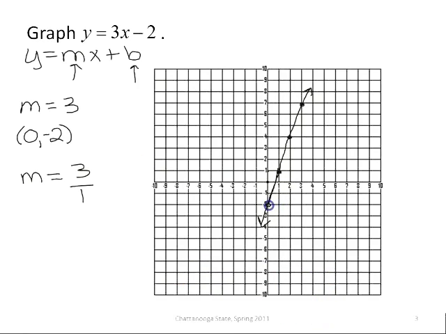Let me also show you, let me change colors here for a second. To the purple. I could have started from this same point and used a slope ratio of negative 3 over negative 1, because that's the same as 3. So I could have gone down 3 units and to the left 1 unit. Down 3, to the left 1. And I still would have been on the same line.